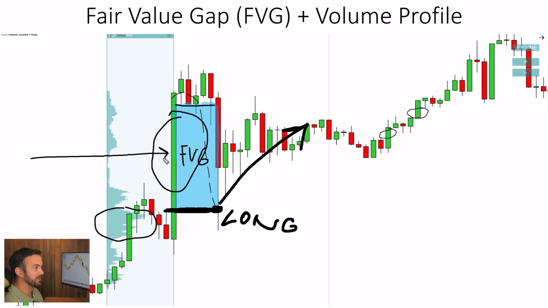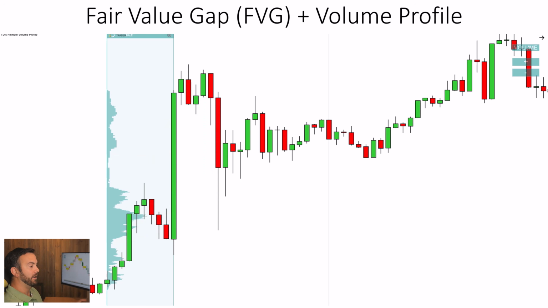Very often this happens during macro news, which is completely fine. I don't really discard trades if they are based on candles formed in macro news. So this is completely fine, even if this got formed during macro news. In fact, those strong candles usually work like a charm. All right, so that's the fair value gap and volume profile.